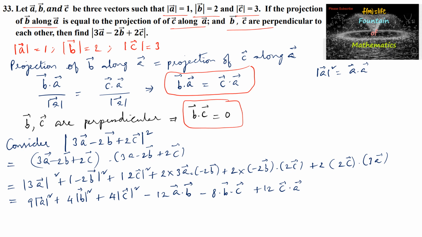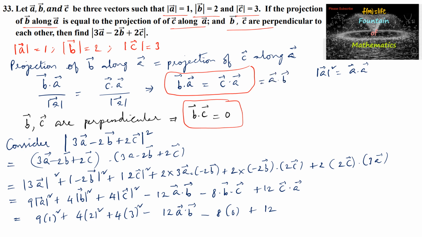And we know that A dot B is equal to C dot A, or B dot A is equal to C dot A. So we can write here 9 times mod A value is 1, 4 times mod B is 2 square, plus 4 times mod C value is 3 square, minus 12 times of A dot B, and since B dot C is equal to 0, and here 12 times of C dot A is nothing but B dot A, and we know B dot A is the same as A dot B, so that we can cancel these both, and this is 0.